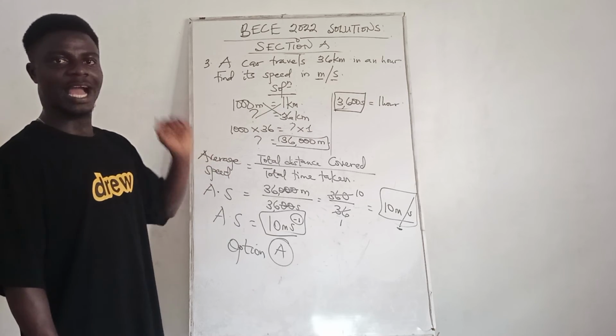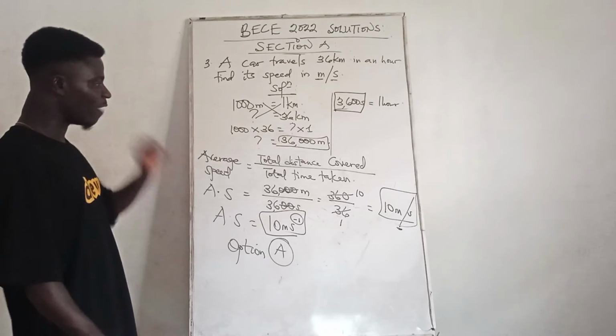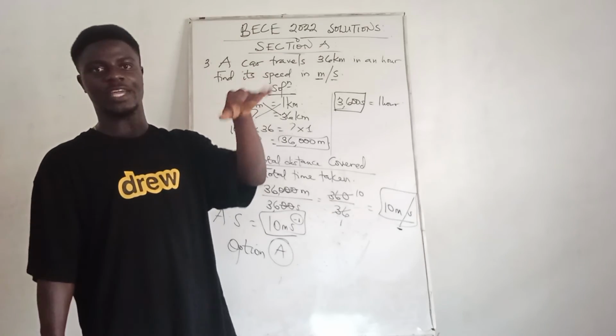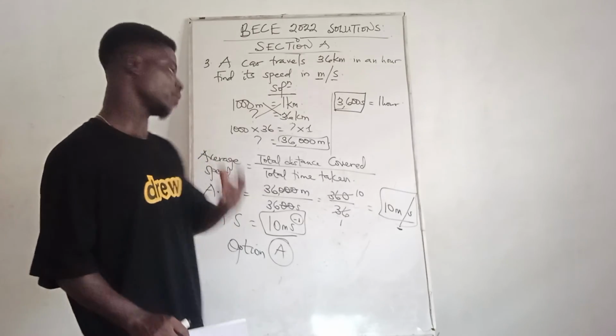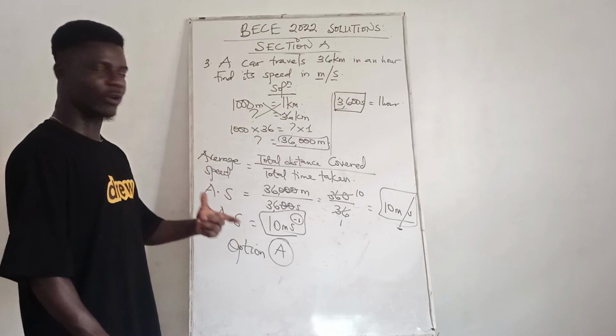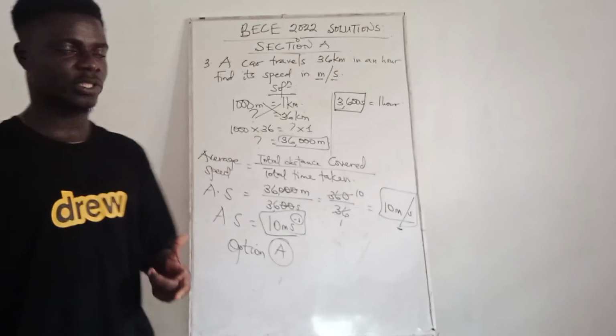Then after that, you find the average speed. And you know that the average speed is always equal to the total distance covered over the total time taken. Then you do your basic calculations here, which is very, very simple. So kindly watch it carefully here.